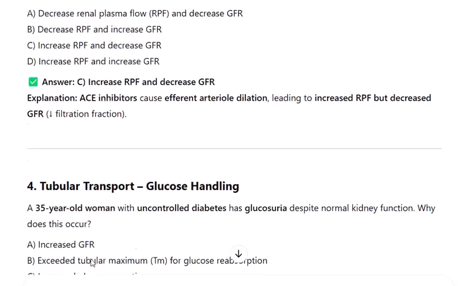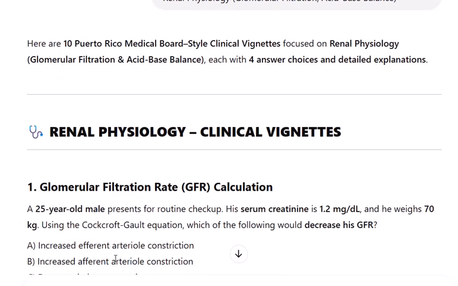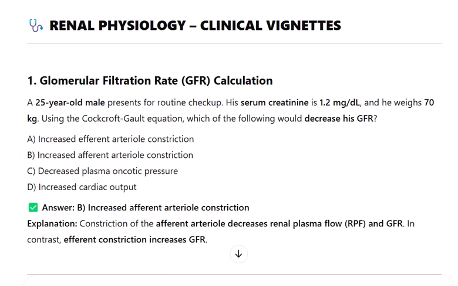Here are 10 Puerto Rico Medical Board-style clinical vignettes focused on renal physiology, glomerular filtration, and acid-base balance, each with 4 answer choices and detailed explanations. Renal physiology clinical vignettes. 1. Glomerular filtration rate, GFR, calculation.